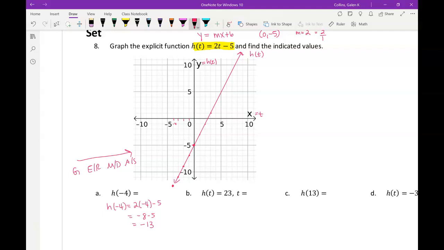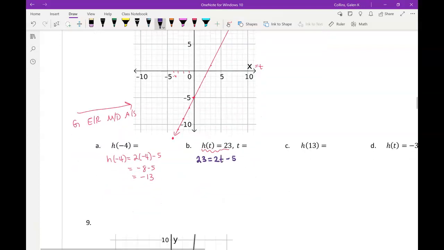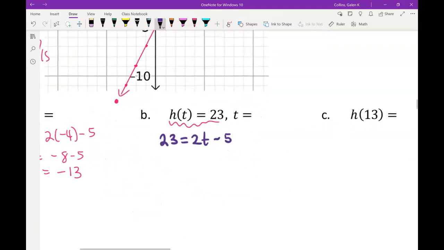All right, for part B, again, I can't actually see this one on the graph. h of t is 23, but my y-axis only goes up to 10. So I'm not plugging in 23 for t. Instead, I am setting h of t equal to 23. So that means 23 equals 2t minus 5. And now this is just like what we did in the ready part, the first few ready questions. So now I'm working backwards to solve an equation.